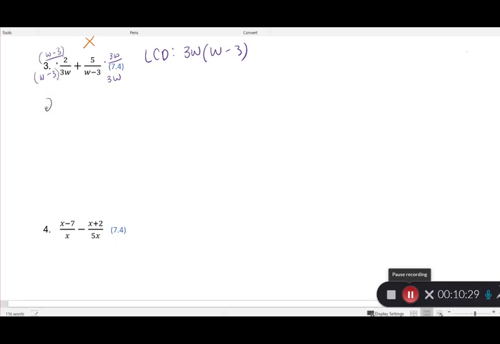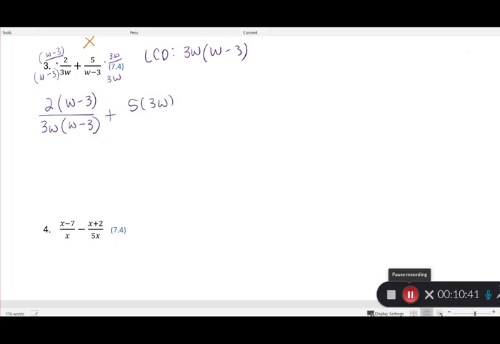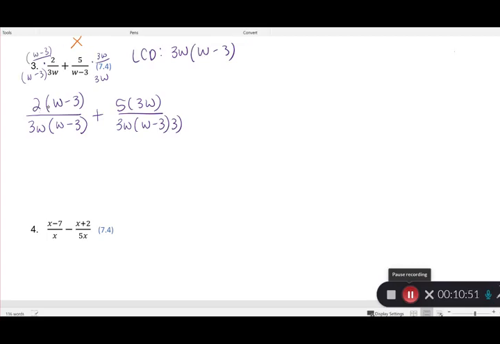My numerator on the left is going to be 2 times w minus 3. I'm actually not going to multiply it out yet, to save myself a little bit of work in case I don't need to. Plus 5 times 3w over 3w times w minus 3. So now you see my denominators are the same, which means I can now add them. On the top on the left, I'm going to have 2w minus 6 over 3w times w minus 3, plus 15w over 3w times w minus 3.